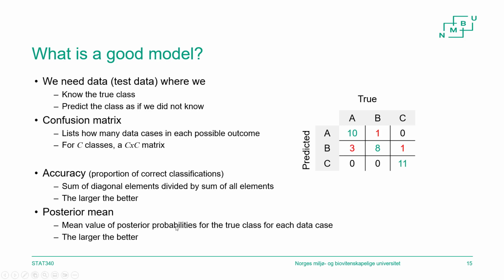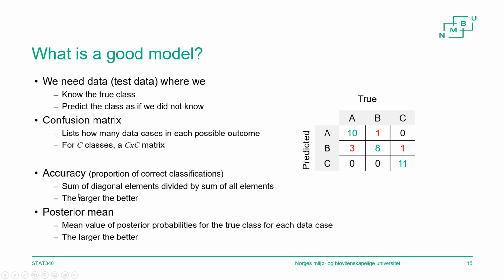And that's good, because then it means that you are certain, you give certain predictions of the correct classes each time. So this should be as large as possible. So it's not a simple count, right? Because if you have some very uncertain classifications, this will be reflected a little bit more in the posterior mean.